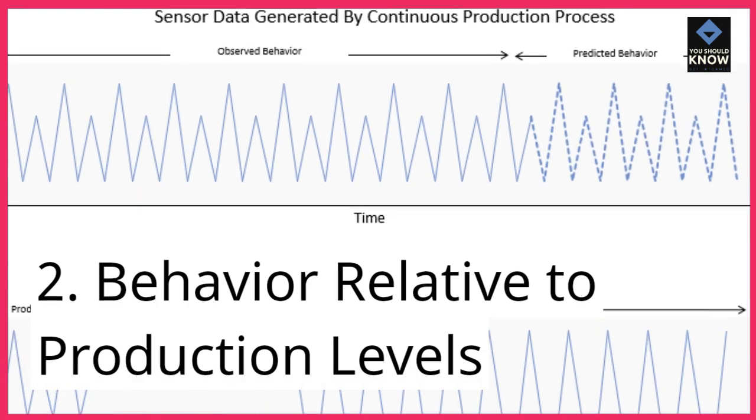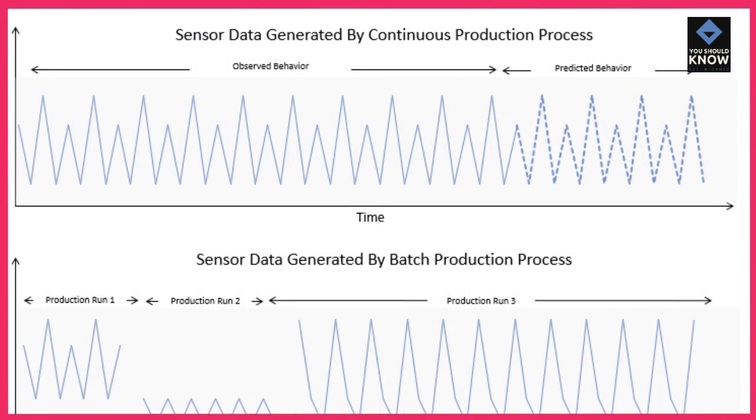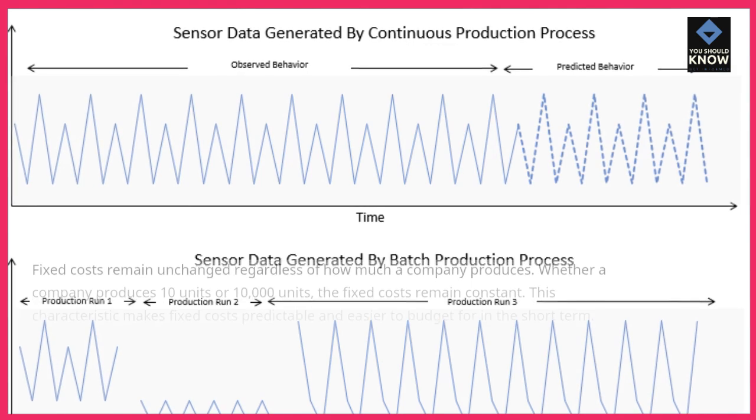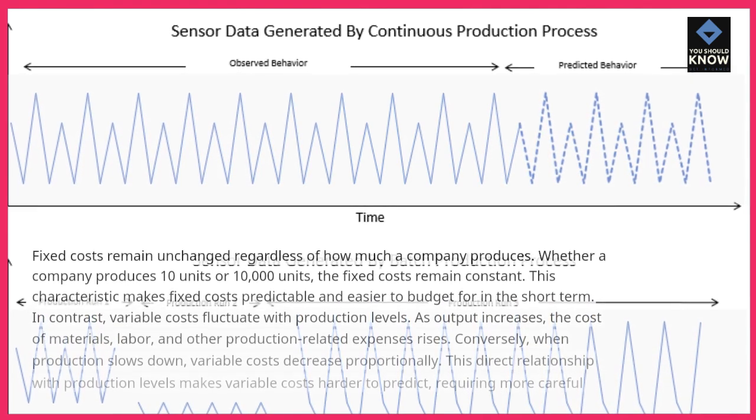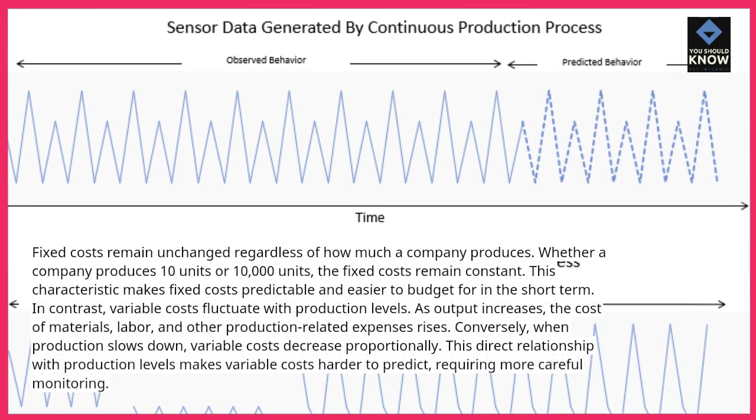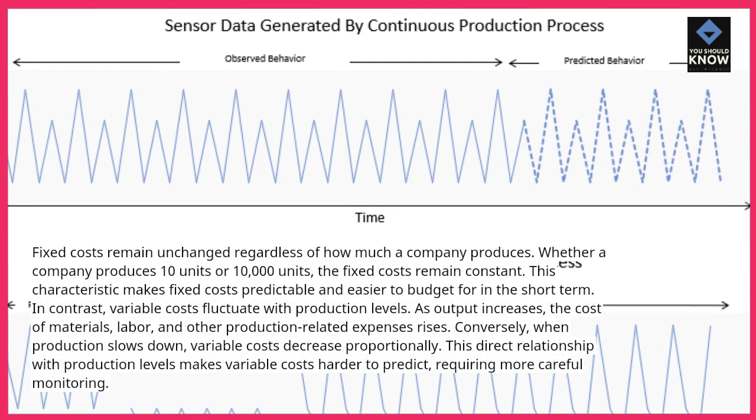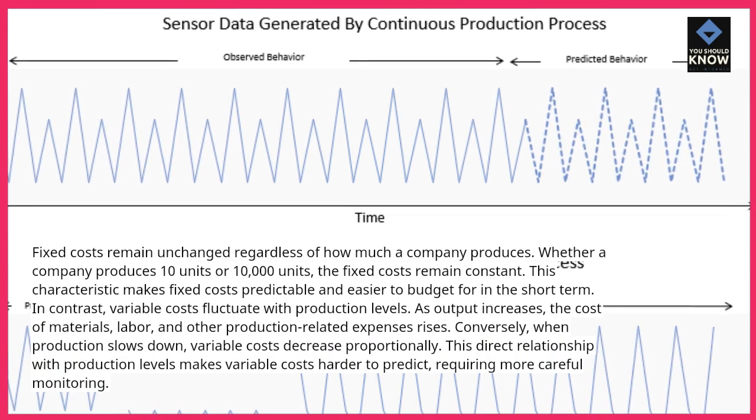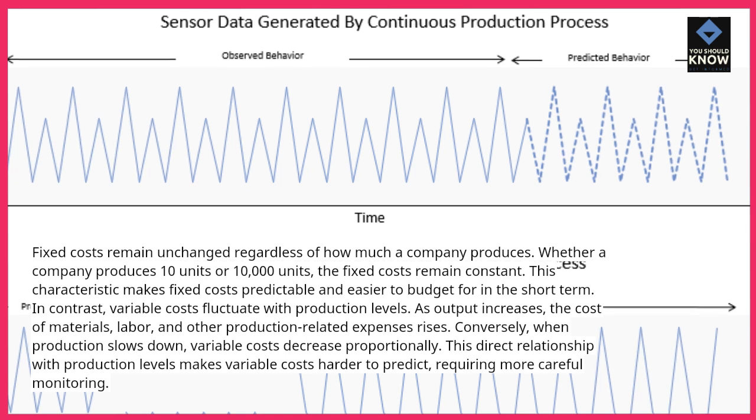2. Behavior relative to production levels. Fixed costs remain unchanged regardless of how much a company produces. Whether a company produces 10 units or 10,000 units, the fixed costs remain constant. This characteristic makes fixed costs predictable and easier to budget for in the short term.